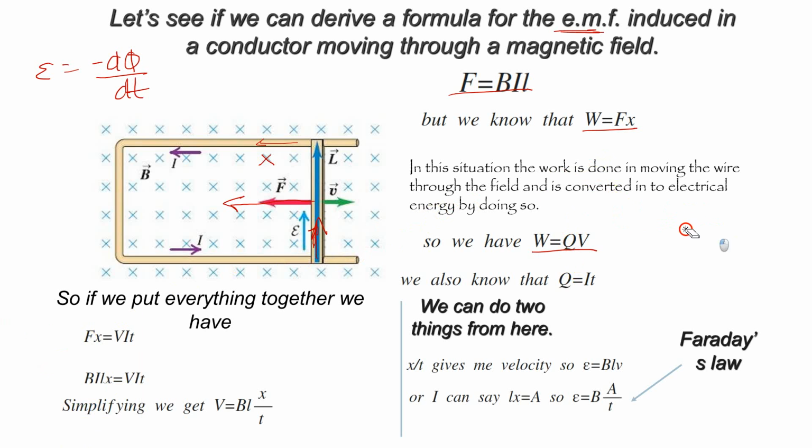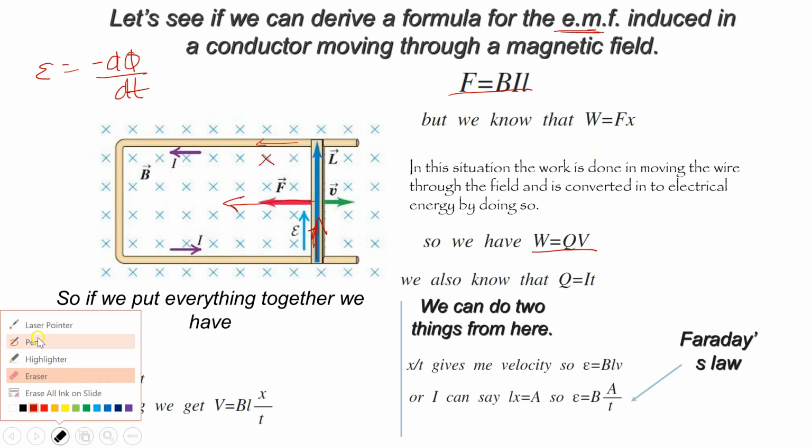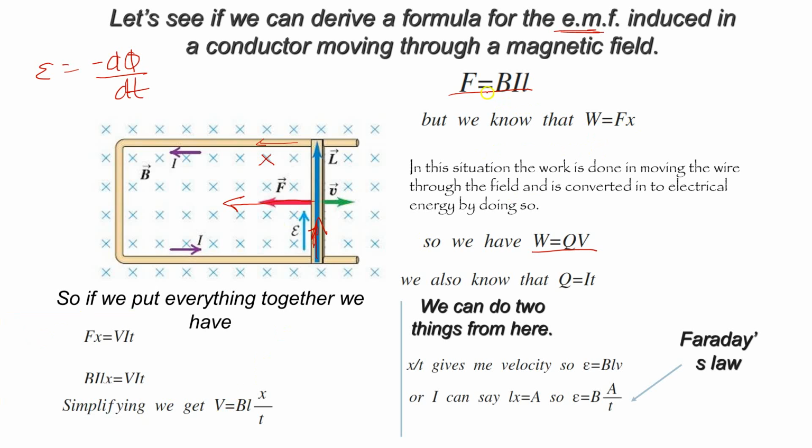Right? I'm going to show you. Since we know that work is equal to force times distance, and the force right here is F = B times I times L, then I can say that the work is equal to B times I times L times X. That is the force times X. So this is my work here.